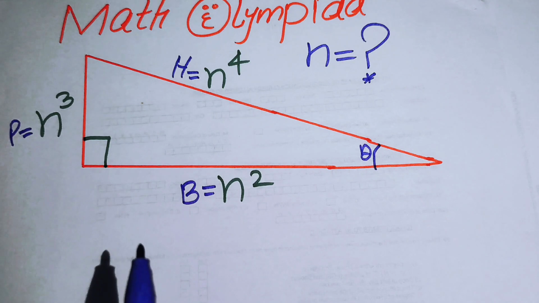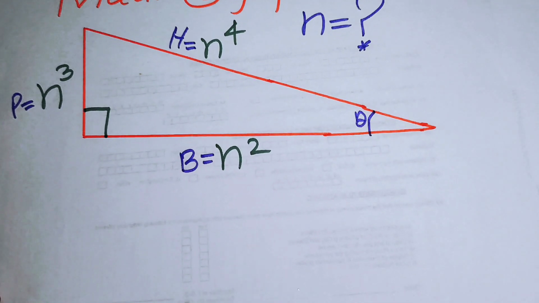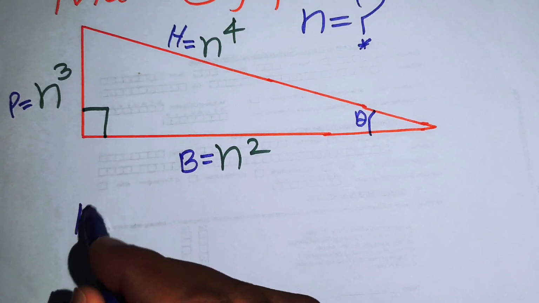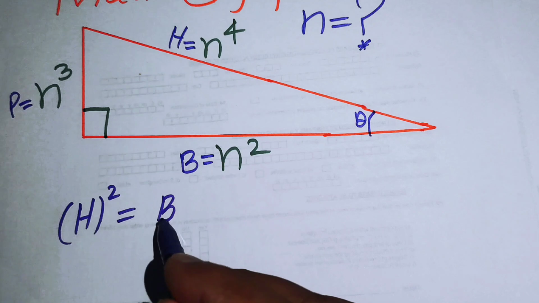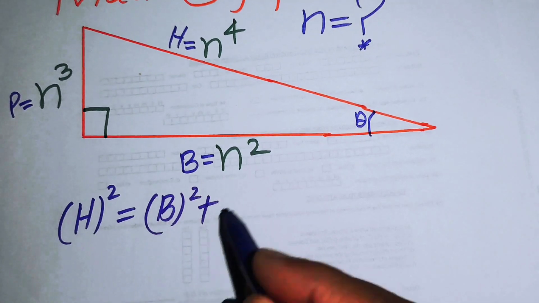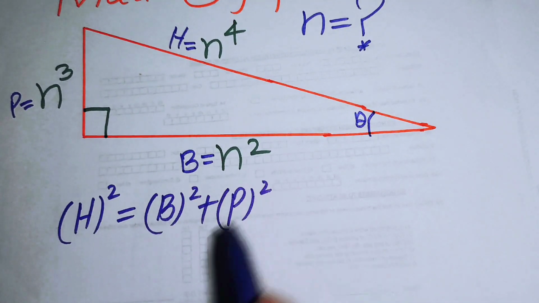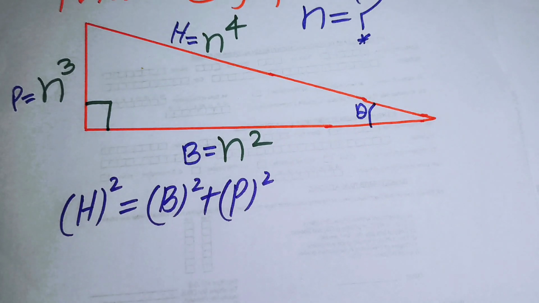Because this is a right triangle, we will use the Pythagorean theorem. According to the Pythagorean theorem, we write the hypotenuse squared equals base squared plus perpendicular squared. Now we will put in all the values of the hypotenuse, perpendicular and base.